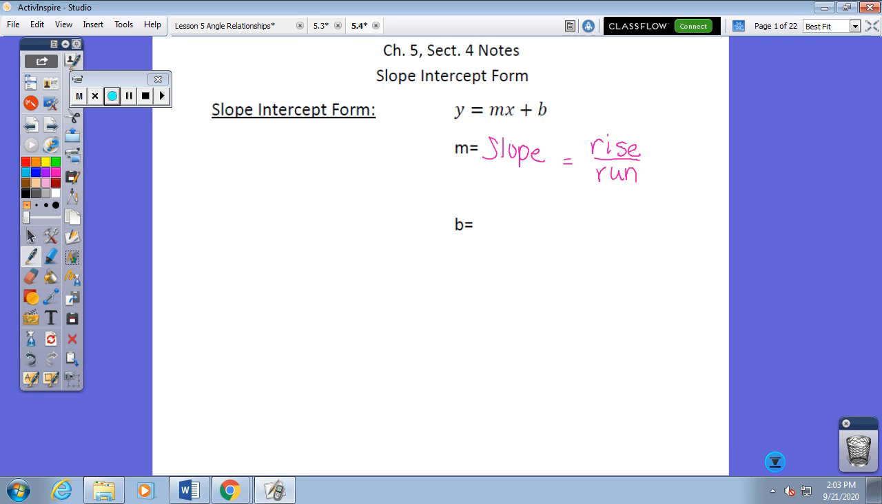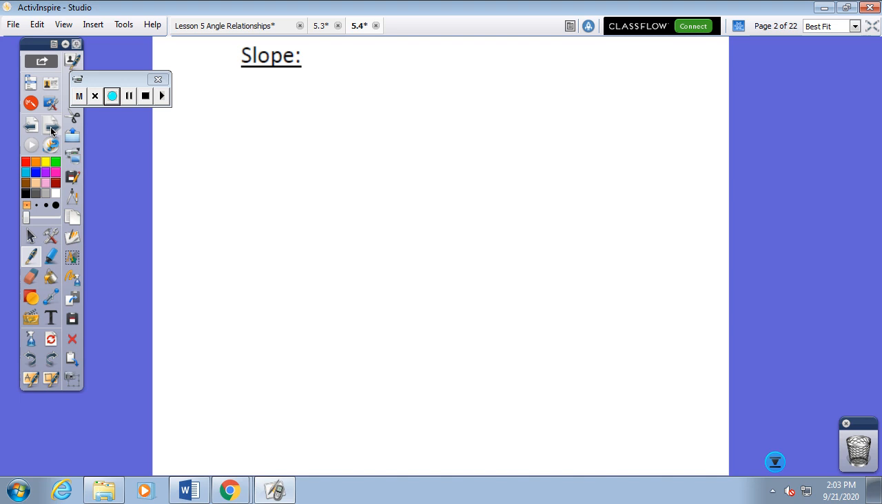And then b is going to be 0, comma b. It's your y-intercept, so where it crosses the y-axis. There, that is your slope. Okay, so it's slope-intercept form. So remember, slope is rise over run, and we talked about that.